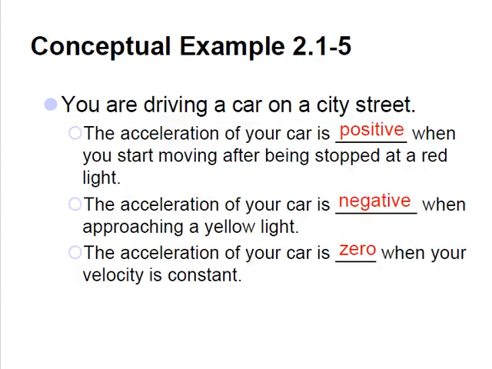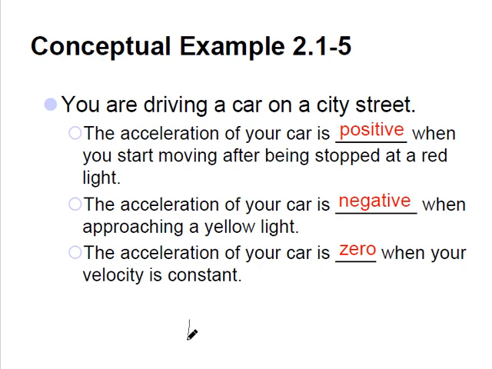Okay. All right, the next problem is your conceptual example 2.1-5. I'm just going to cut time to give you the answers here, and at the same time I'm going to go ahead and explain that for you. So you're driving a car on a city street. Your first fill in the blank is that the acceleration of your car is blank when you start moving after being stopped at a red light.